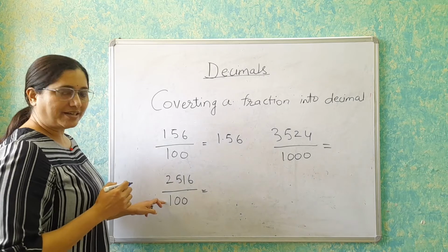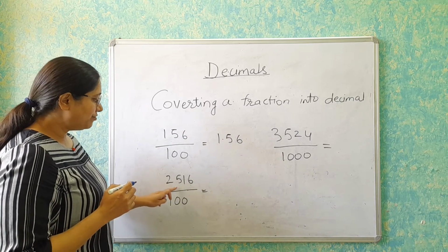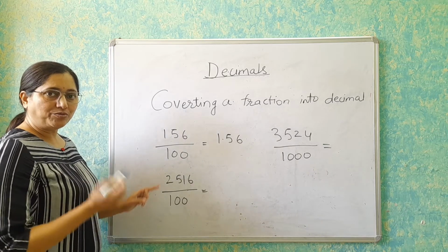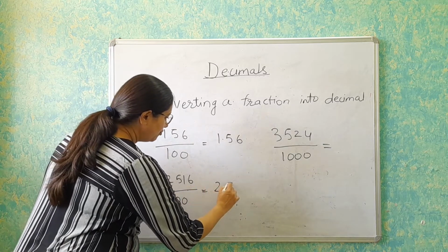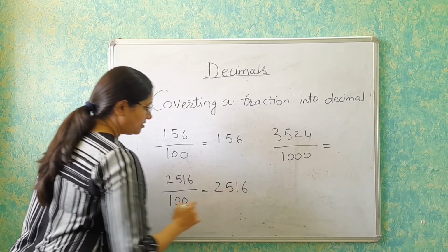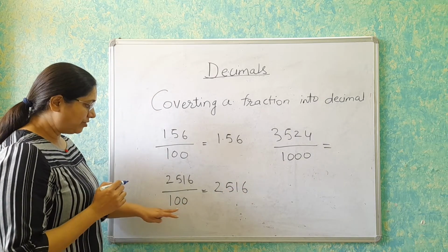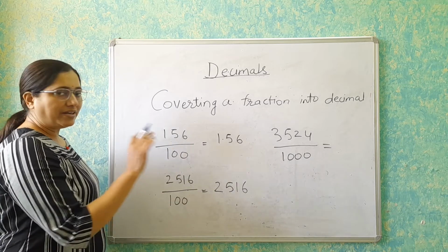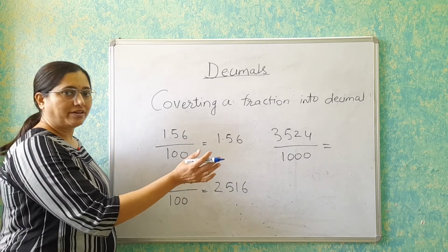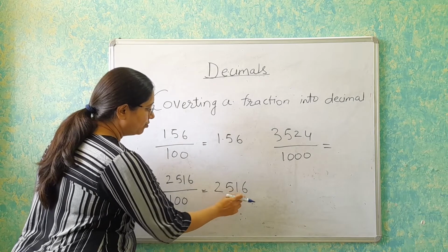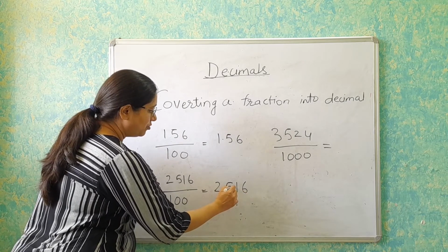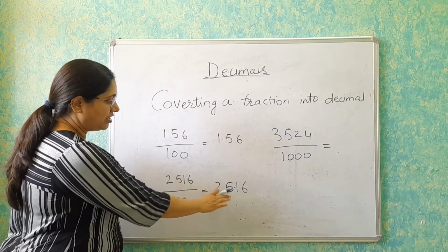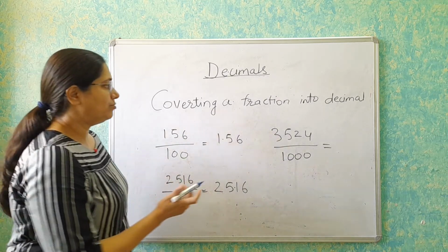In our next example, 2516 divided by 100. Again I will write the numerator as it is, 2516. Now I will count the number of zeros in the denominator, and that is 2. Again I will count the number of digits from the right hand side, 1 and 2. So after 2 digits I will put a decimal point, and in this way we can convert a fraction into a decimal. Let's take one more example.